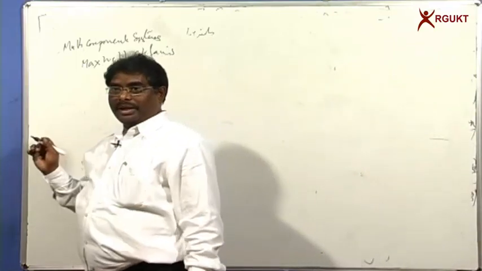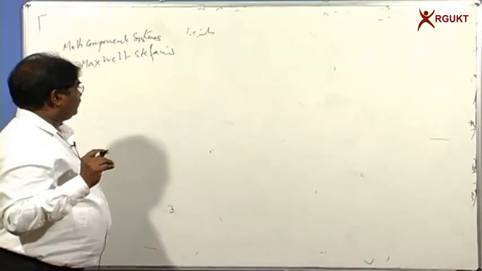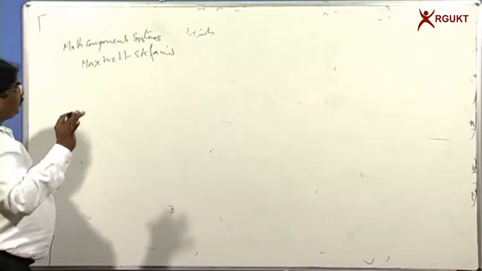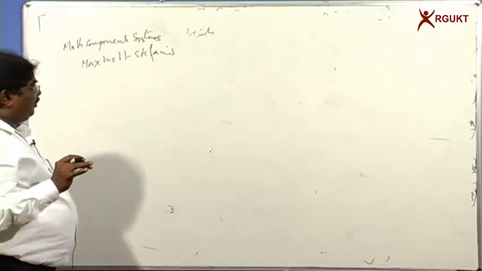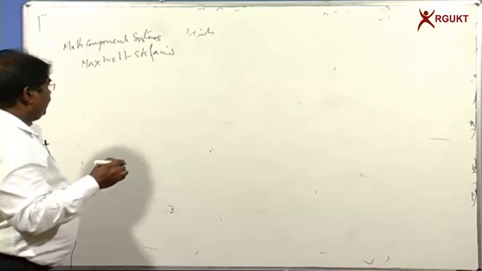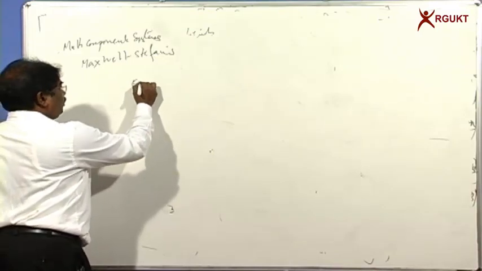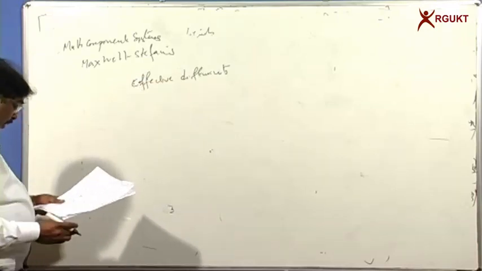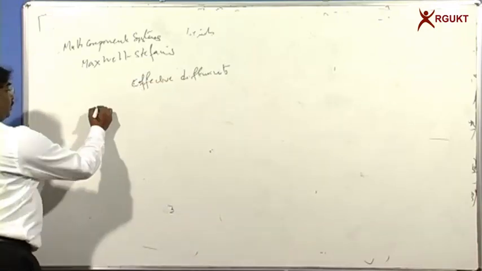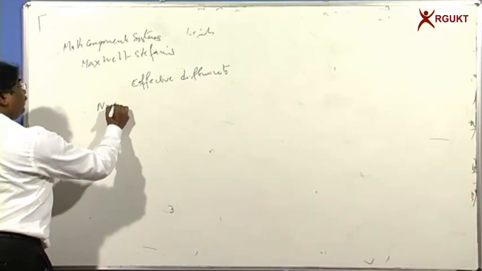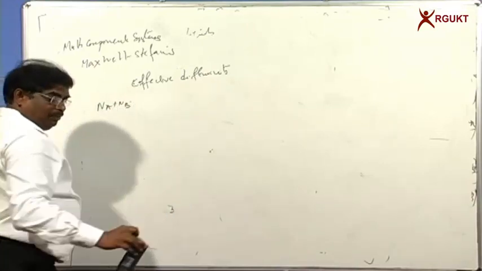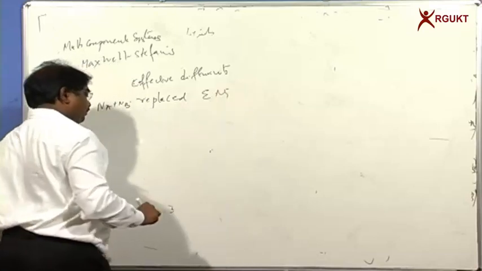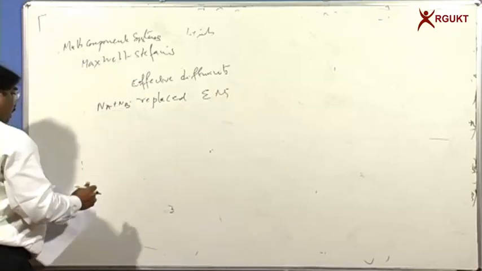So we are going to come across these multi-components at several places. For a simple case we can use the Maxwell-Stefan approach, but in some simple cases we are going to use what we call an effective diffusivity. In this case we replace NA plus NB by the sum of Ni.